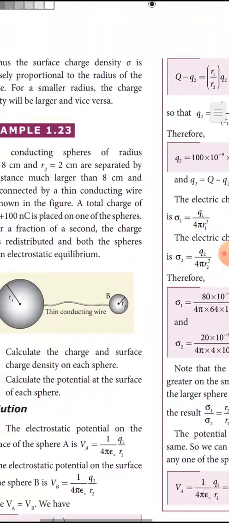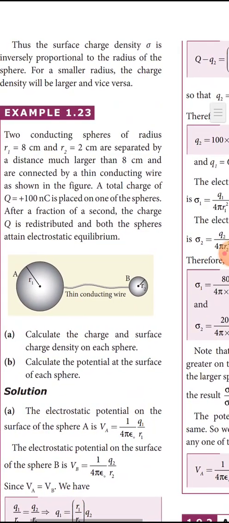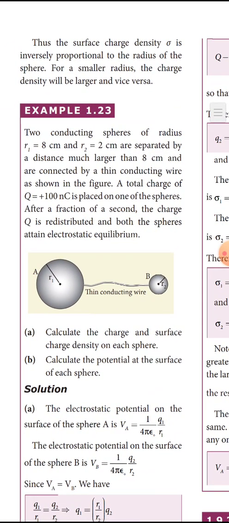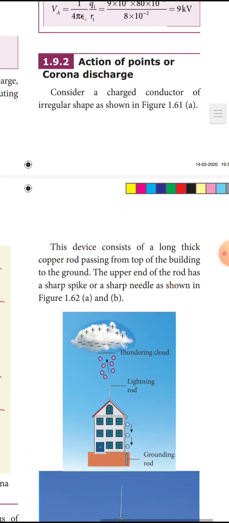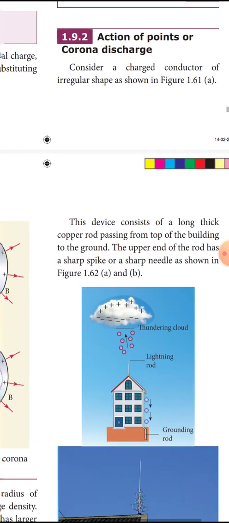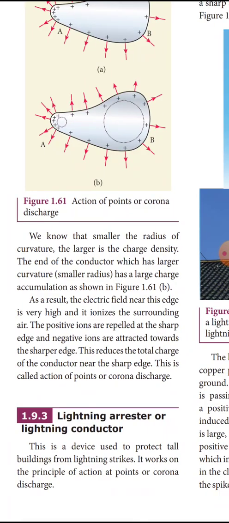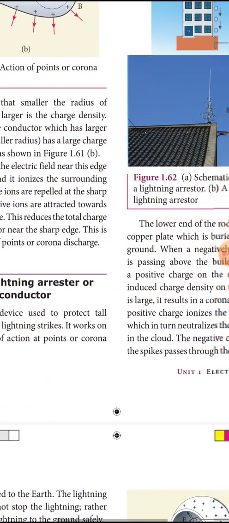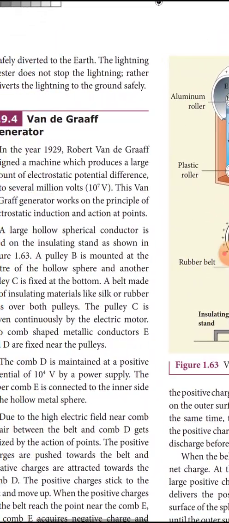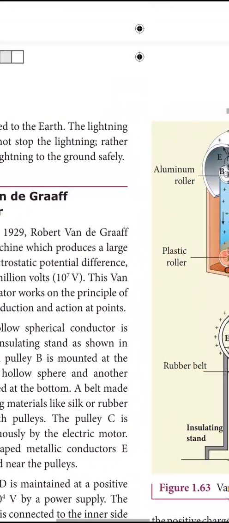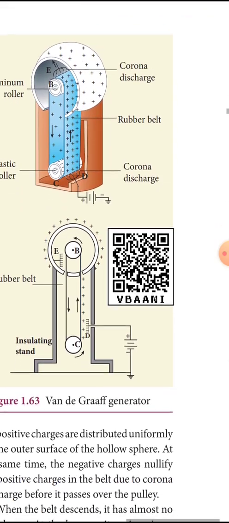Next, distribution of charge in the conductor. Here you have to read what about the radius. For a smaller radius, the charge density will be larger and vice versa. And you have to read the definition for action of points. And lightning arrestor or lightning conductor is a 3-mark question. And next comes the Van de Graaff generator. And you have to draw this diagram.